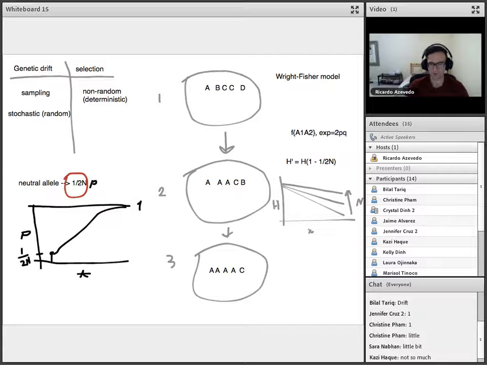Now, this is interesting because sometimes when you measure the decline in heterozygosity, let's say the last trajectory, let's say this one is for a population, this sometimes is a little bit funky. Why is it doing this? No. Okay.